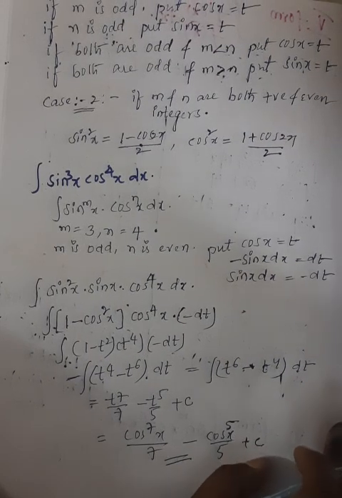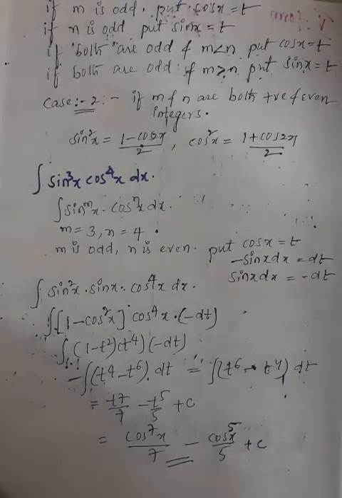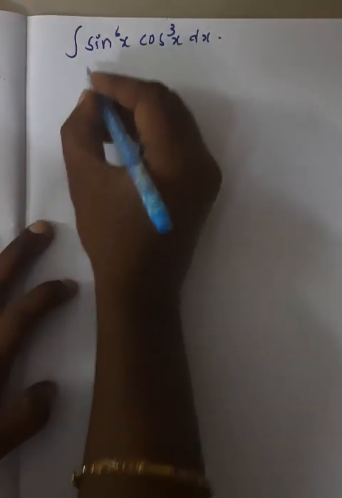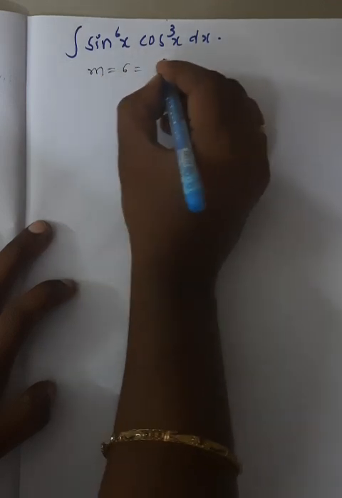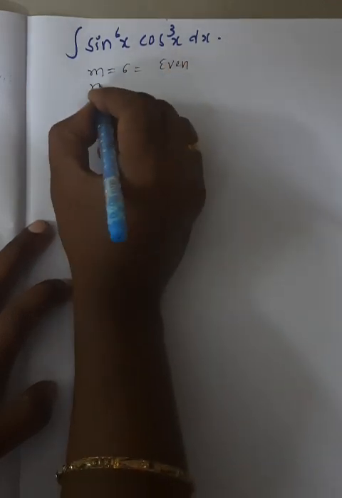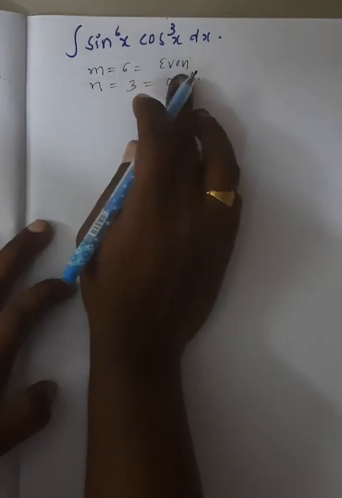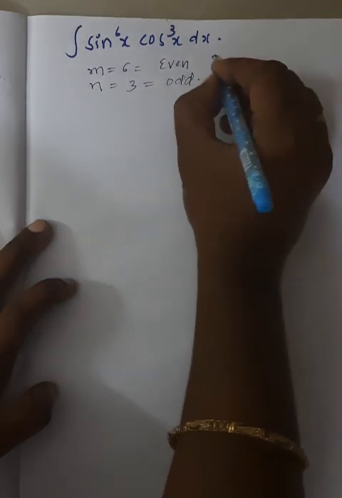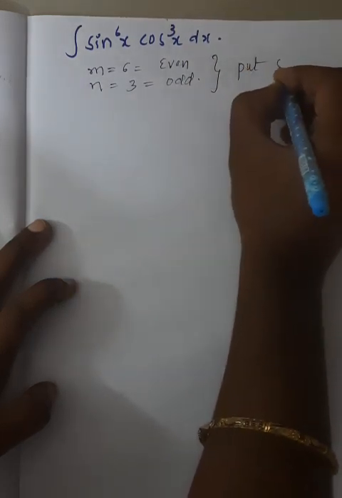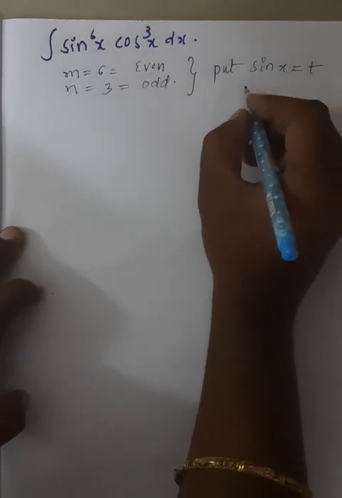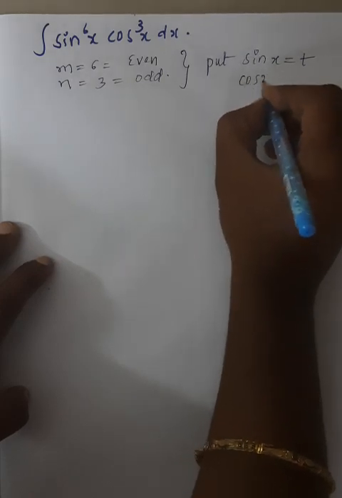Here we have seen only one case, which is m is odd, n is even. In the next question we shall discuss m is even, n is odd. Here in this question m equal to 6, which is even, n equal to 3, which is odd. Since m is even, n is odd, we have to put sin x is equal to t. Now differentiate both sides, you will get cos x dx is equal to dt.